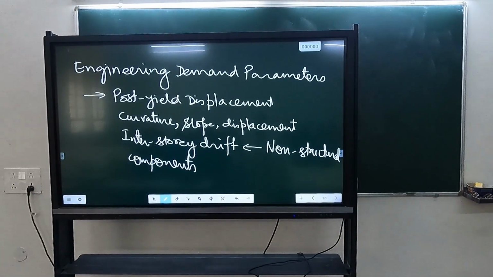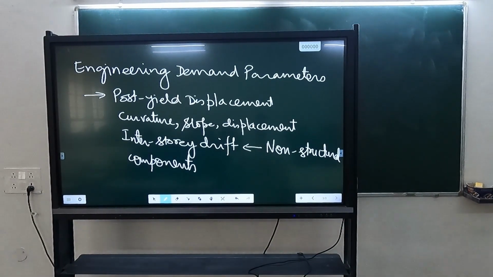Any other non-structural component you can think of? Building partition, infill and partition, we can keep them together. Other than that? Sorry? Chhajja. Okay, chhajjas are not non-structural. Chhajjas are part of the structure. Elevators. Okay. The behavior of an elevator will be governed, again, by interstory drift. Anything else?